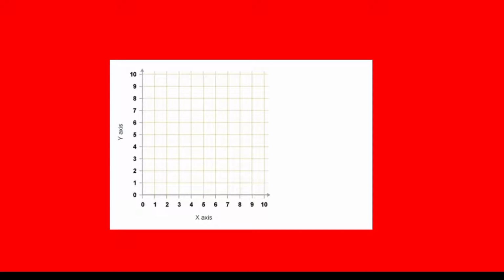Here we have a graph with the y-axis and the x-axis. So on the x-axis is where you would put your independent variable, and on the y-axis is where you would put your dependent variable.